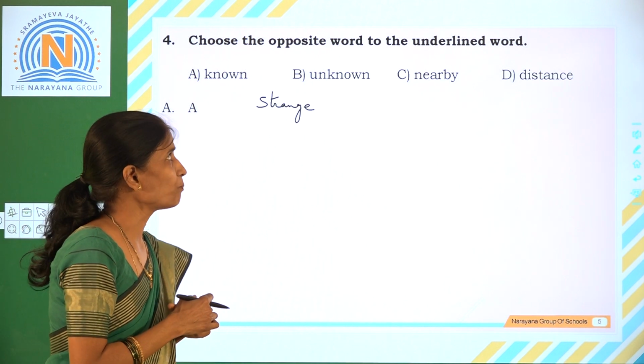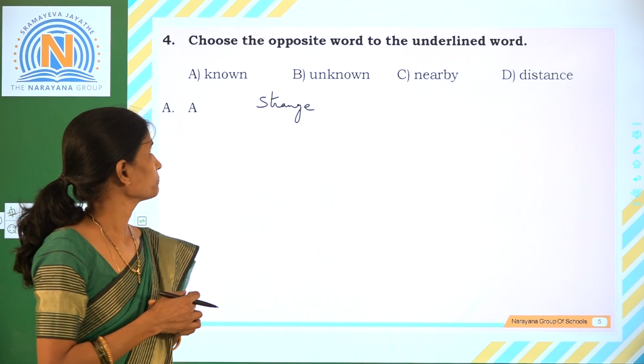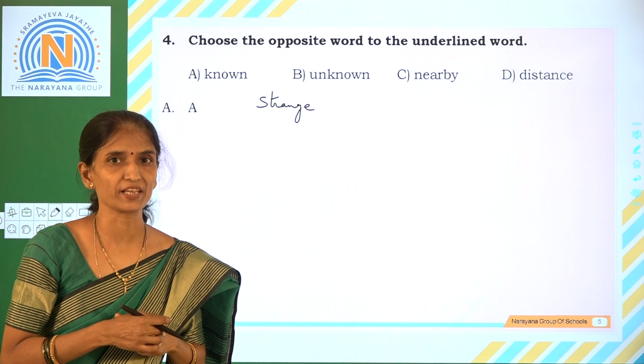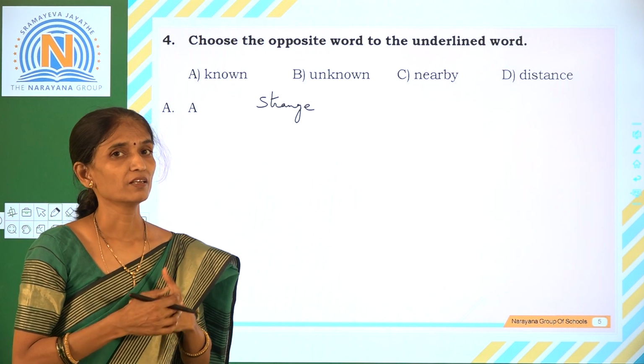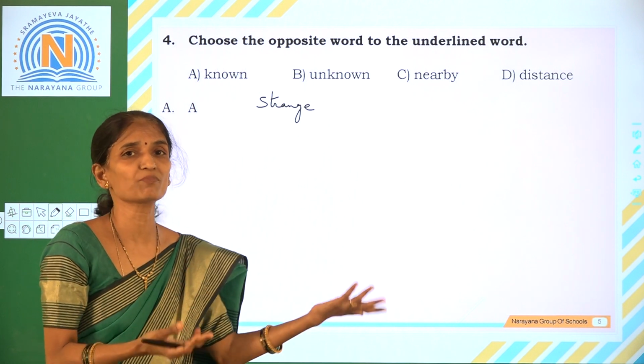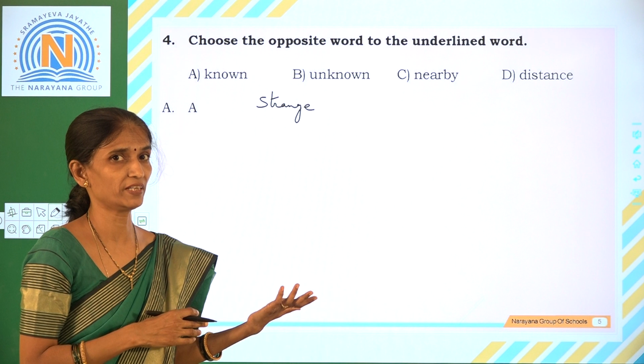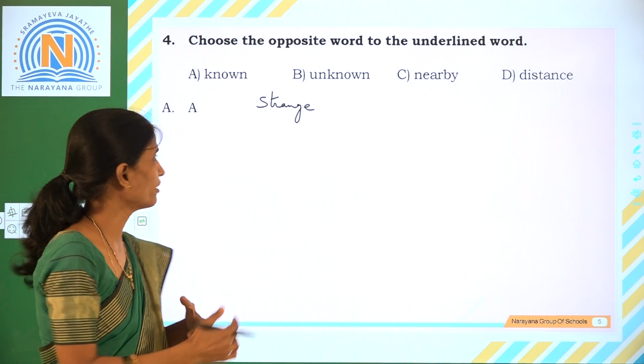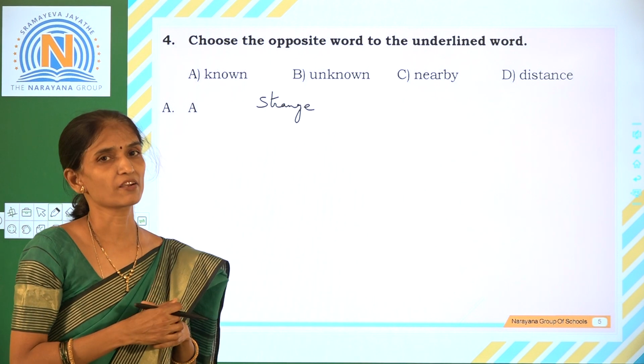Now, choose the opposite word to the underlined word. The underlined word is strange. The opposite to the word strange is known. Strange is something which is not known. So, opposite of it is something that is known. So, option A is correct.